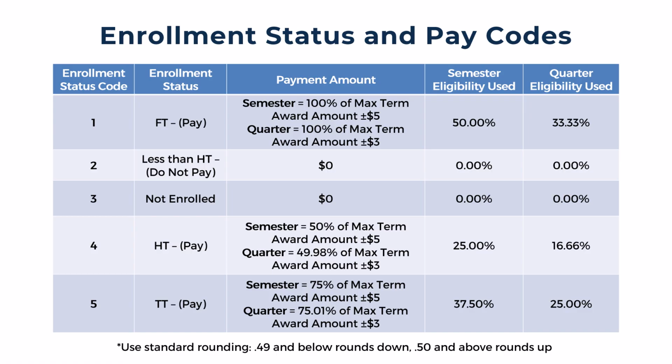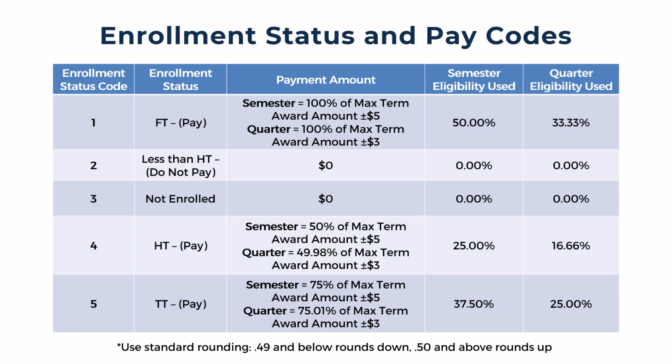Here is a breakdown of MCS enrollment statuses, their respective status codes, and the eligibility used per term. An enrollment status code of 1 indicates the student was full-time and eligible for a payment amount equal to 100% of the max term award amount within an allowable award variance. We'll talk more about award variances later in this module.